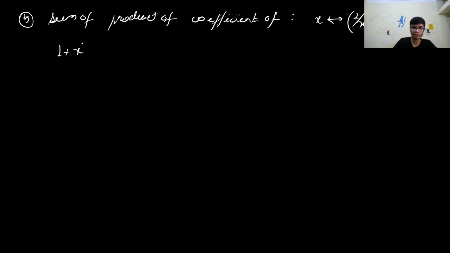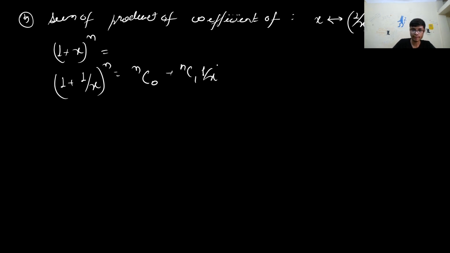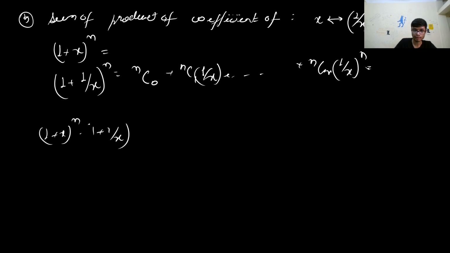you need to firstly get (1 plus x) to the power n, whose expansion we already know. Okay. So from there, to get the product of the coefficients, in place of x you have to replace it by 1 by x, whole to the power n, and this will give me nC0 plus nC1 (1 by x) and so on up to nCn (1 by x) raised to the power n. Okay, and this will be the result. Now what I want to do is cross multiply or take the product of these two terms. So if I take the product of these two, then I will get this result.